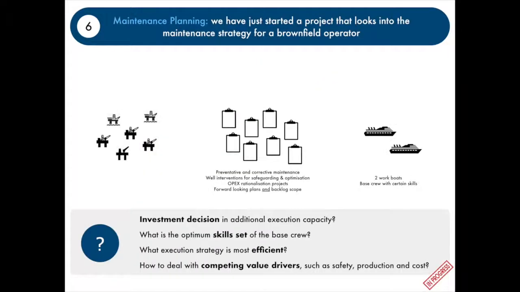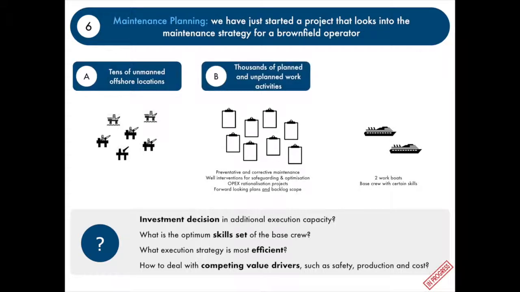Another project that we recently started looks into the maintenance strategy for a brownfield operator. Similar to the previous logistics example, we are asked to support the client in making some strategic choices, such as investing in additional execution capacity, changing the skill set of the maintenance crew, choosing between long campaigns per location versus short trips to address the highest priority scope, and finding the right balance between safety, production safeguarding, or optimization and cost.